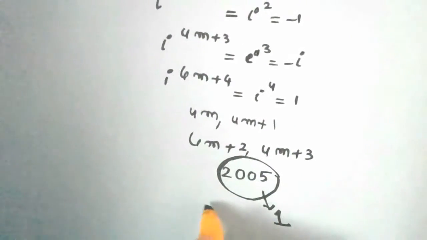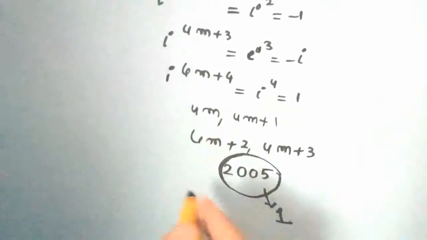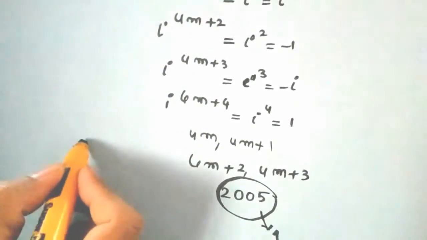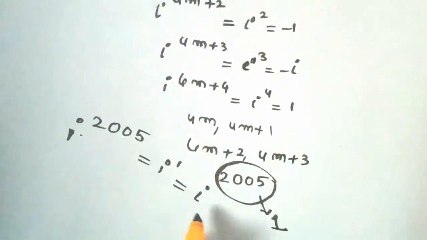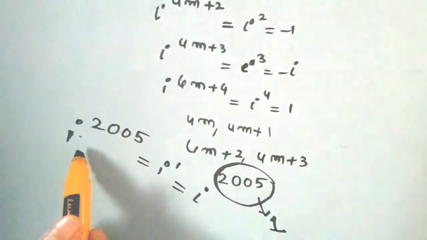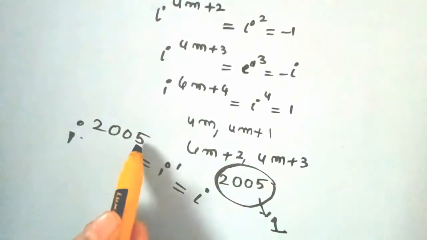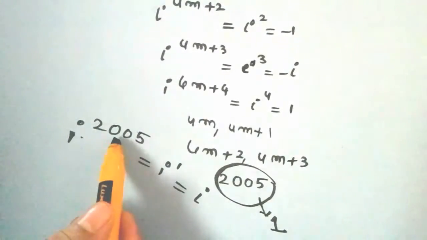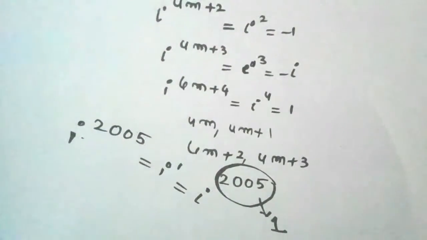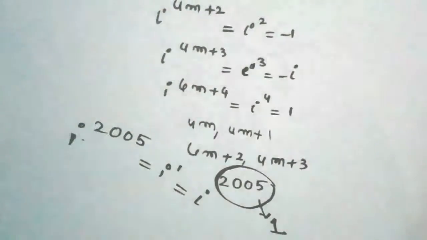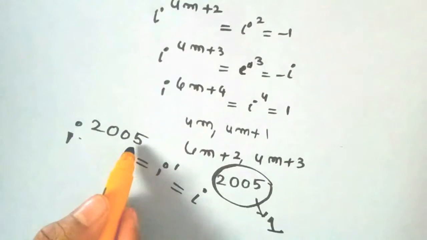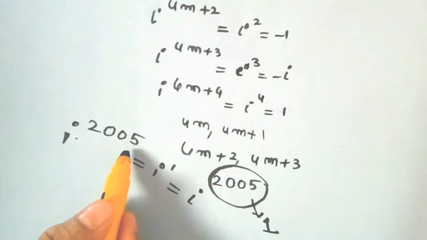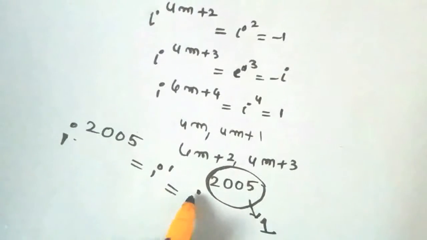So therefore i to the power of 2005 will be equal to i to the power of 1 only, that is equal to i. In this way you can calculate the powers of i. Whenever the exponent is very large, you divide by 4, and whatever remainder you get will come as the power of i. So here 2005 divided by 4 has remainder 1, therefore i power 1 equals i.